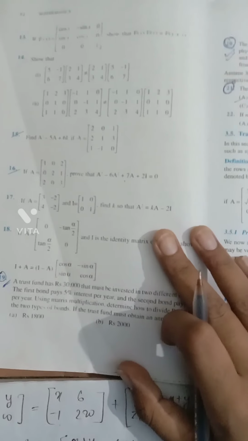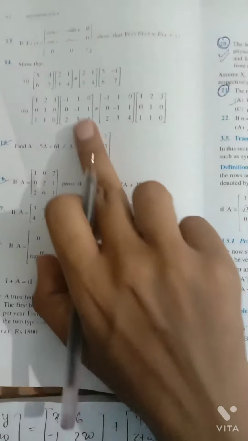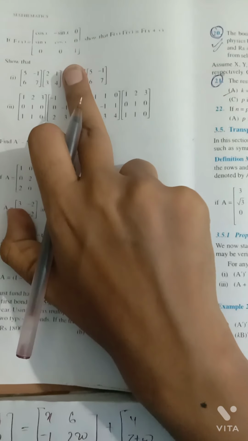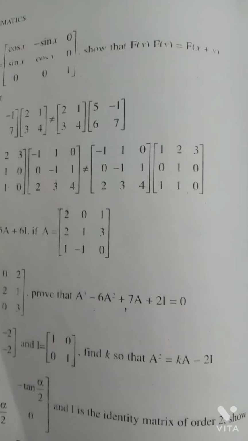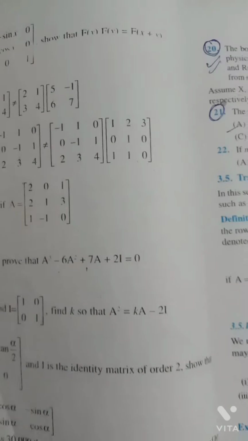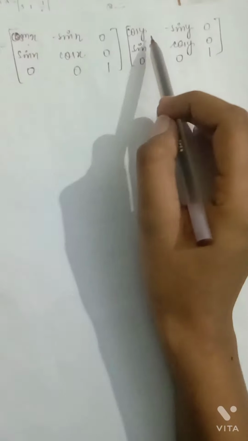Now, the given question 13 says f(x) is a given function of matrices. A matrix is given, and we have to show that f(x) into f(y) is equal to f(x plus y). So now let us move to our solution. The solution says f(x), which is the function of x, and f(y), which is the function of y. Now in the value of x we have put y.